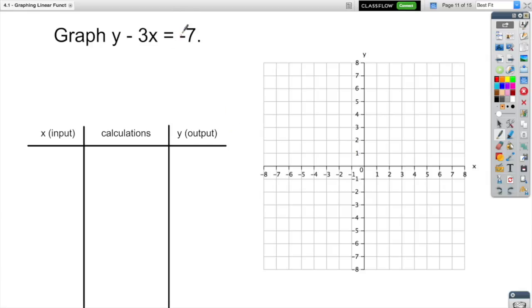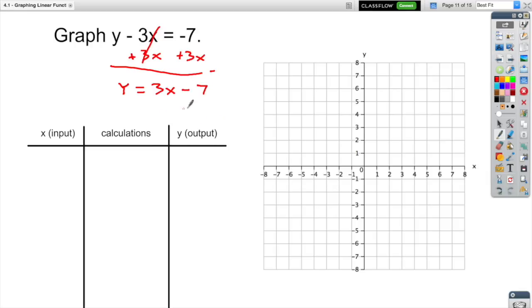Okay, well, what we want to do here is something we did back in chapter 1: we want to rearrange this equation so that it's solved for y. We want to get y by itself, just like in the last example. So think about what you would do here. How would you get y by itself? Now, if you are recalling your skills from chapter 1, what you would do here is get rid of the minus 3x by adding 3x. Okay, so what we now get is y by itself equals positive 3x minus 7.